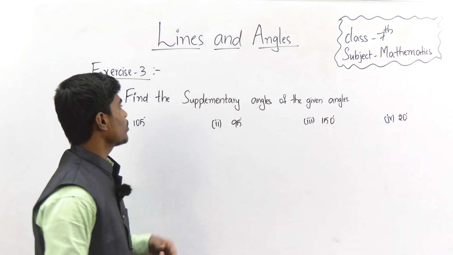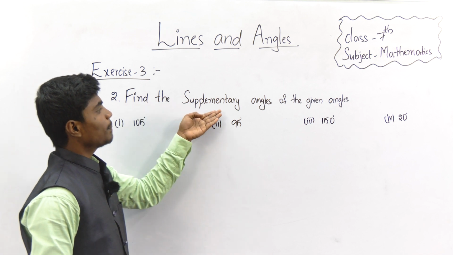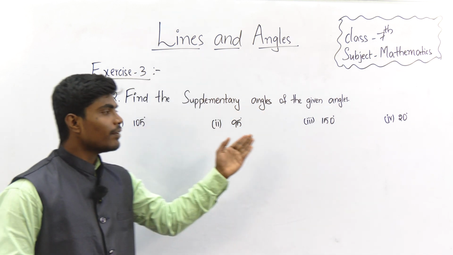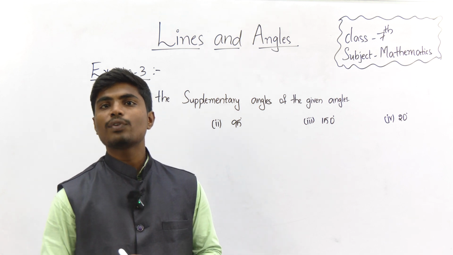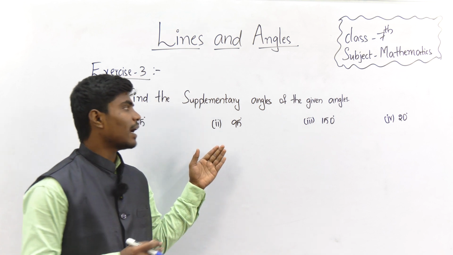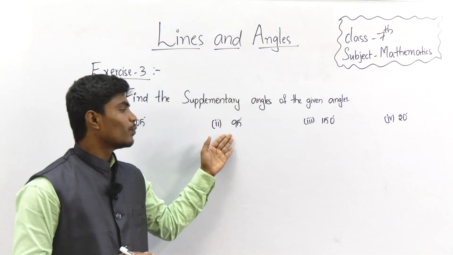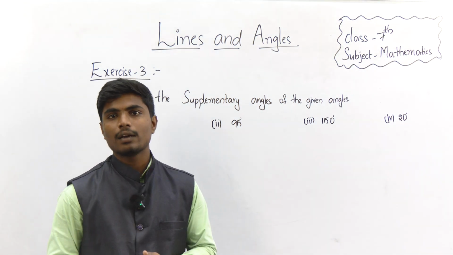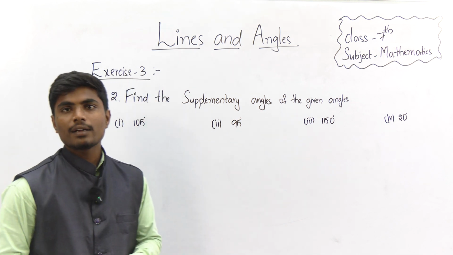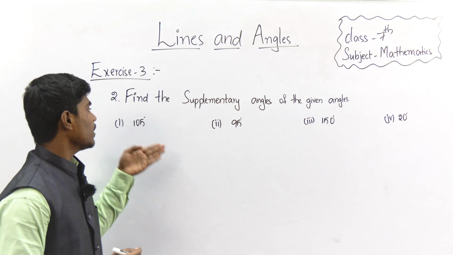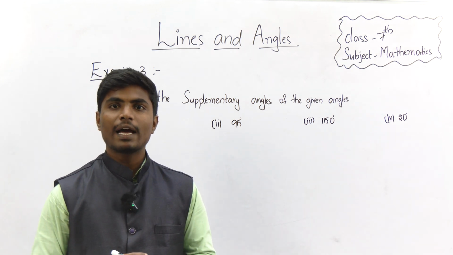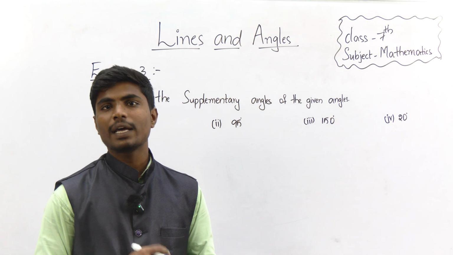Now in the second problem, find the supplementary angles of the given angles. Here he gave some angles, and we have to find the supplementary angles. That means we have to find the angle which, when added to the given angle, will make 180 degrees. For supplementary angles, the sum should be 180 degrees.